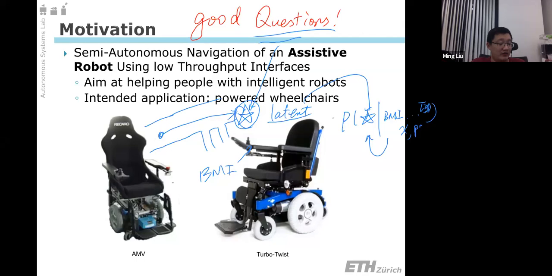Okay. So all these discussions are about how we can model such a system. How can we model such a system?